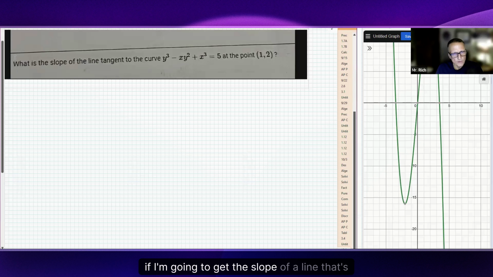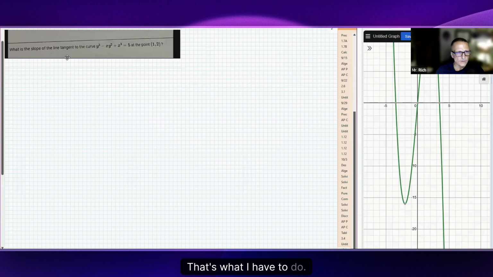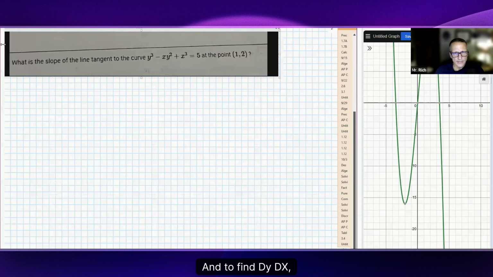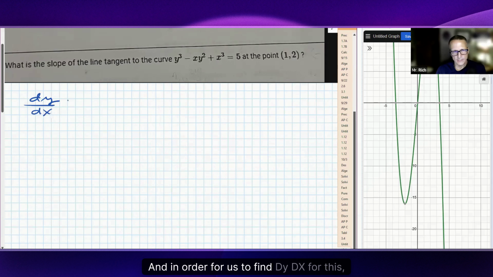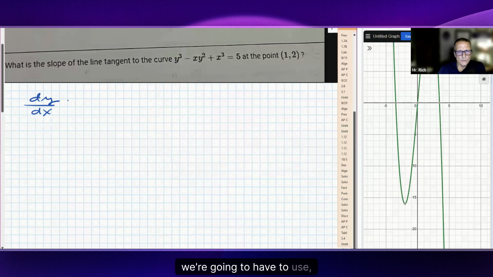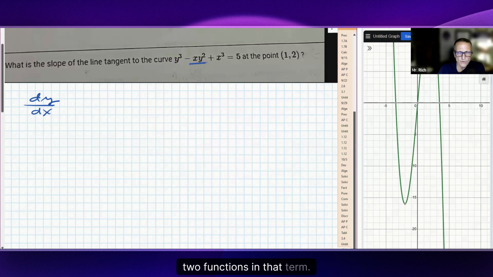Well, if I'm going to get the slope of a line that's tangent to a curve, my goal is to find dy dx. That's what I have to do. And to find dy dx, I'm going to have to implicitly take the derivative of this curve. So that's my job. And in order for us to find dy dx for this, we're going to have to use the product rule, because I do have the product of two functions in that term.